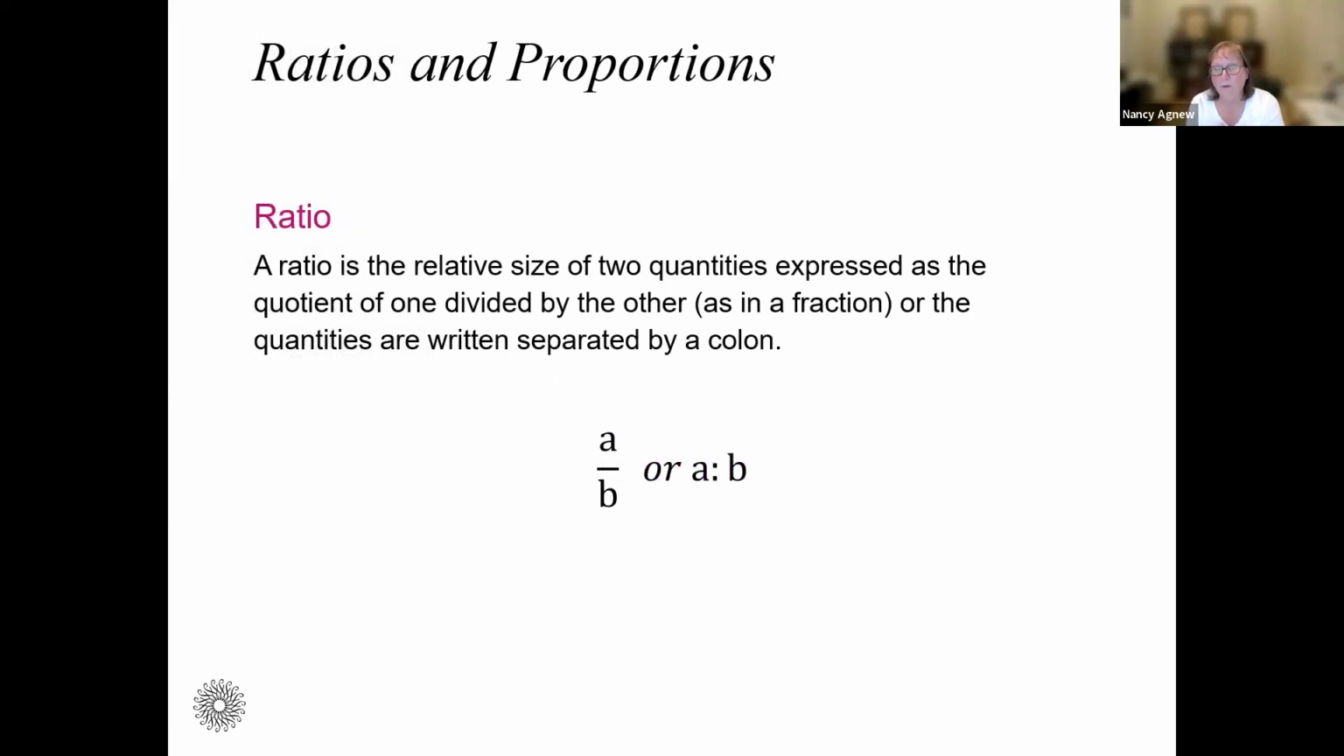Okay, so if you wanted to find a ratio in math, it's the relative size of two quantities. And we can express this in a couple of different ways. The way that we find it to be most useful in solving problems is to write it as a fraction, a over b. Now if we were doing math in a math class, it would be written this way, a colon b. So we would read it a is to b and a is to b. It's just a different way of writing the same thing.